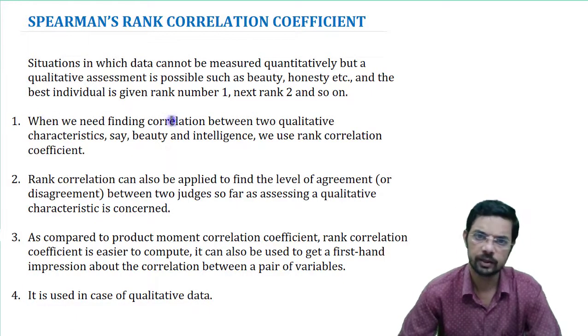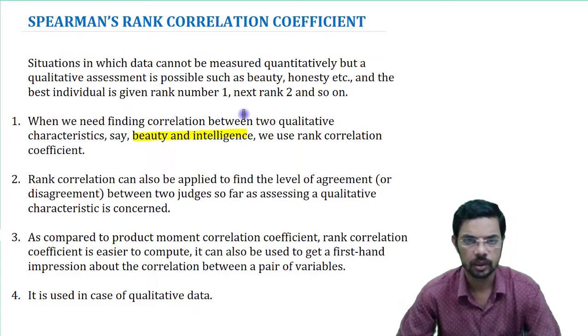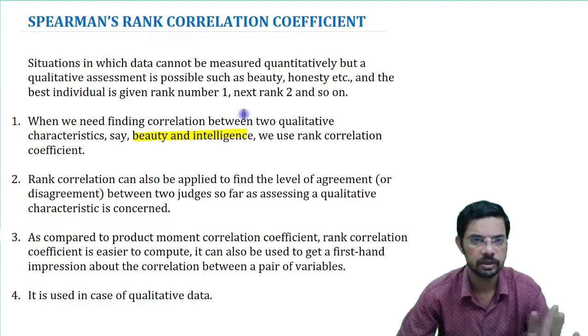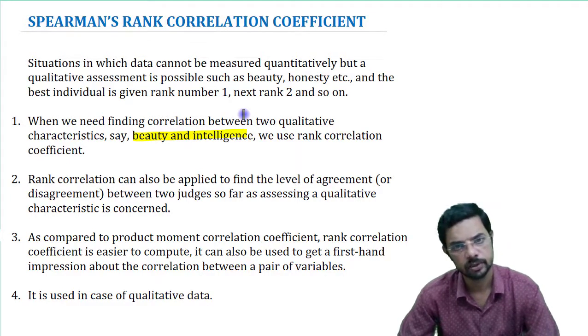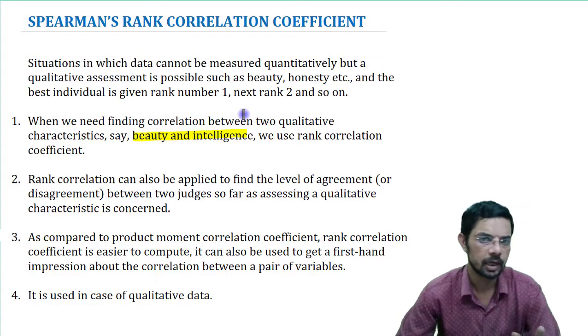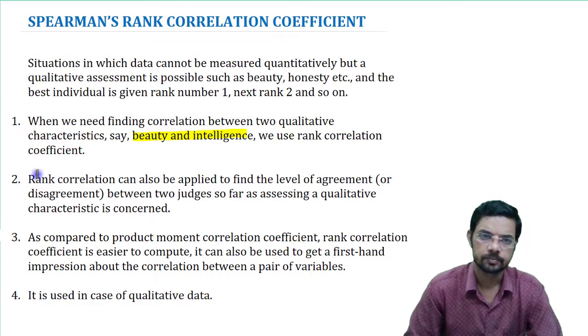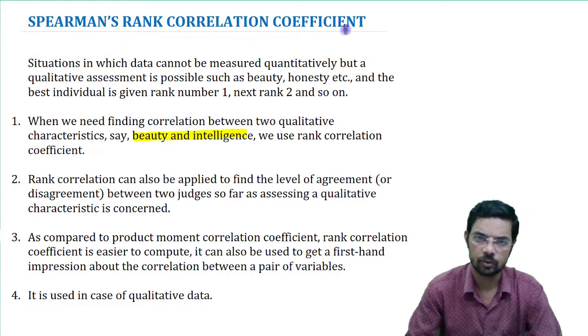Now when we need to find the correlation between 2 qualitative characteristics, for example, beauty and intelligence, how can you connect beauty and intelligence? Karl Pearson's correlation coefficient cannot do this. Because beauty is based on the rank and intelligence is also based on the rank. So when you want to connect these 2 qualitative characteristics and make a decision between them, we will be using Spearman's rank correlation coefficient.